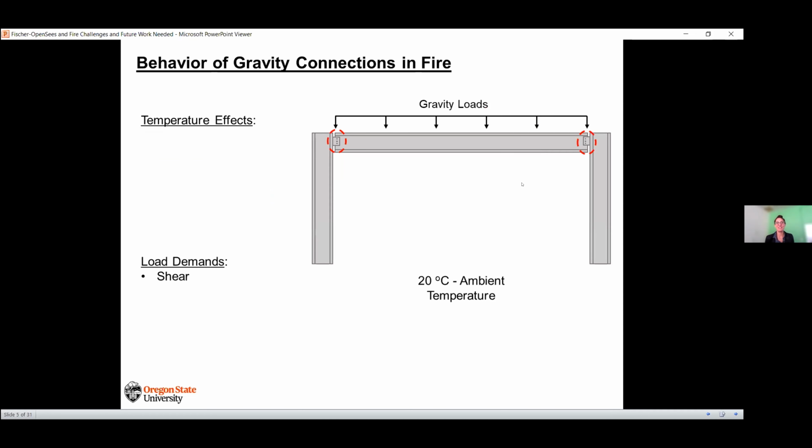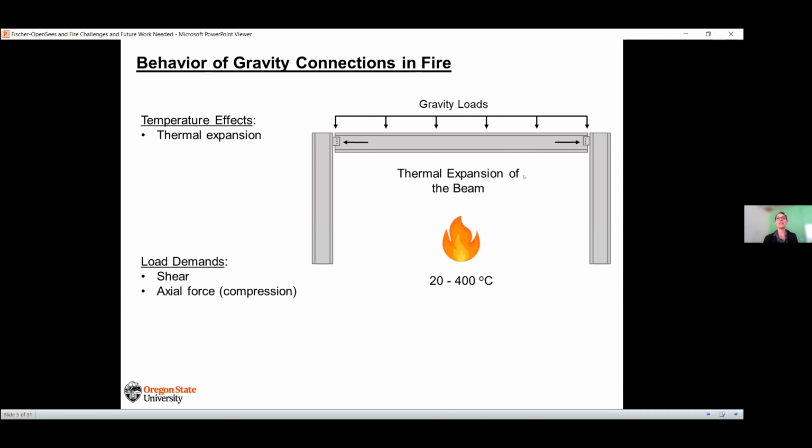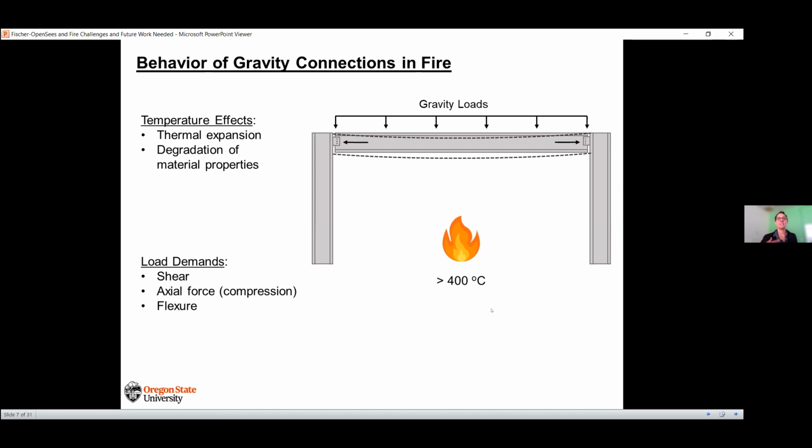To give you some idea of the complexities of this situation, and why we cannot idealize this as a pin: we have our shear tab connections here. When we design these for gravity loads, we design them only for vertical shear. But as we begin to heat up this beam, we're going to have thermal expansion, so we're going to have axial compression in our connections. Below around 400 degrees Celsius, we're really not seeing much change in the material properties of the steel. But as we continue to heat this beam up, we are going to see degradation of the material properties of the bolts and the plates and the beam itself.